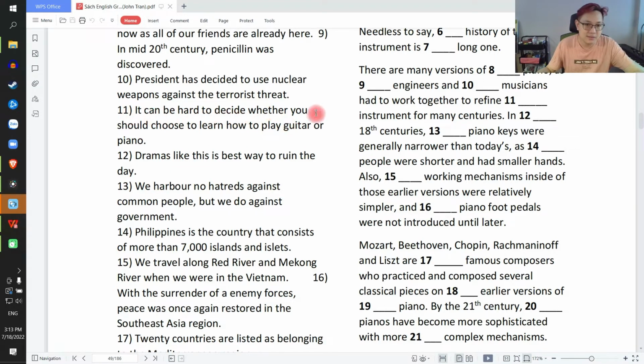It can be hard to decide whether you should choose to learn how to play the guitar or the piano. You must have the, the guitar or the piano. Number 12.